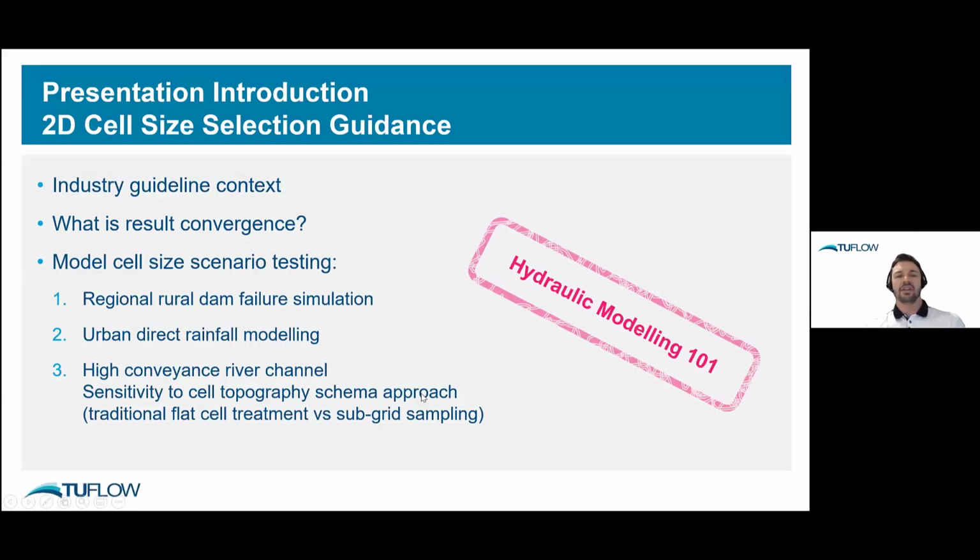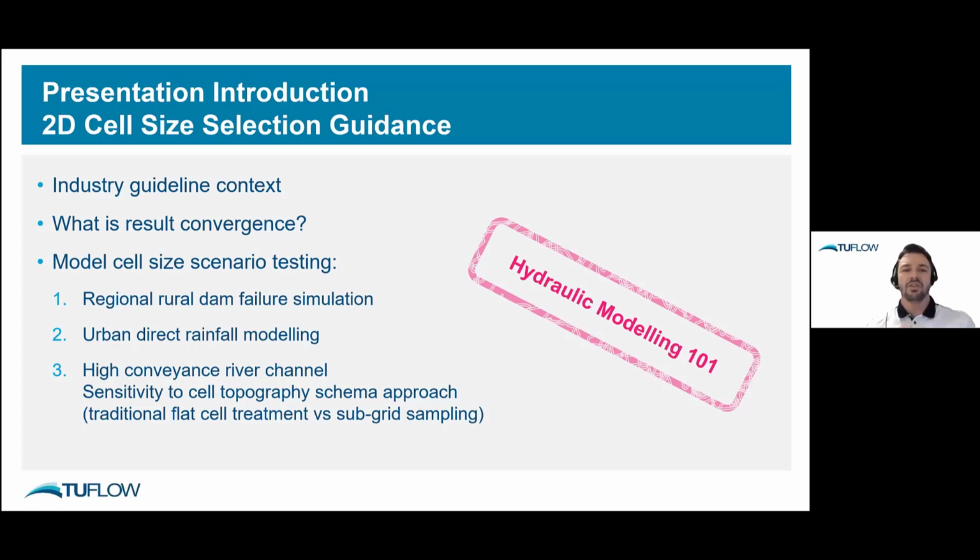Look, let's get straight into it. There's essentially three sections to the presentation. I'll start by setting the industry guideline context. Back in 2012, there was a project done under the banner of Australian Rainfall and Runoff that has really led the way in terms of guiding how we do our hydraulic modelling here in Australia. There are similar guideline documents around the world. I noticed that there was something published recently by the Federal Highways in the USA, for example.